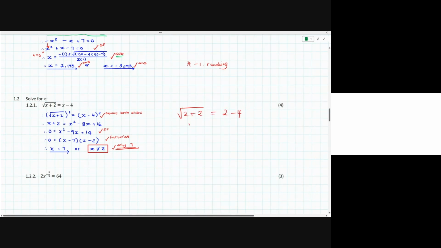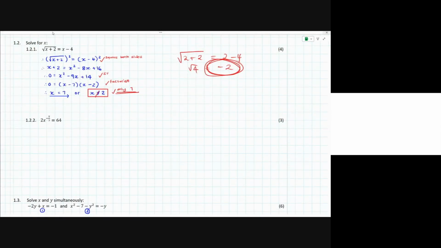The square root of 2 plus 2 is the square root of 4. 2 minus 4 is negative 2. That's not possible. We know that you can't square root a value and get a negative. Hence, that's the solution we cross out. We have to eliminate which one it isn't.